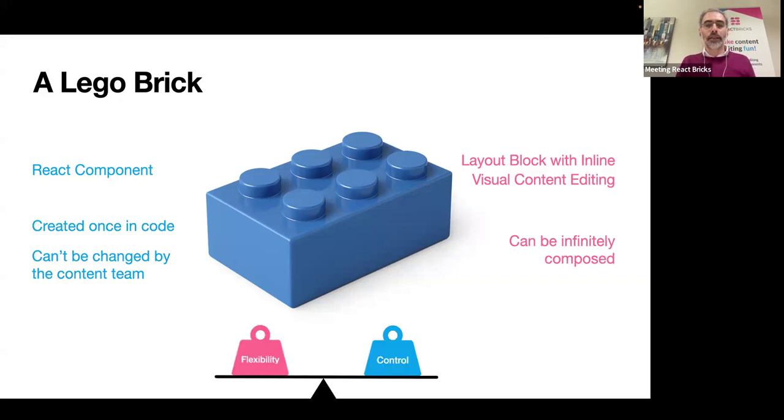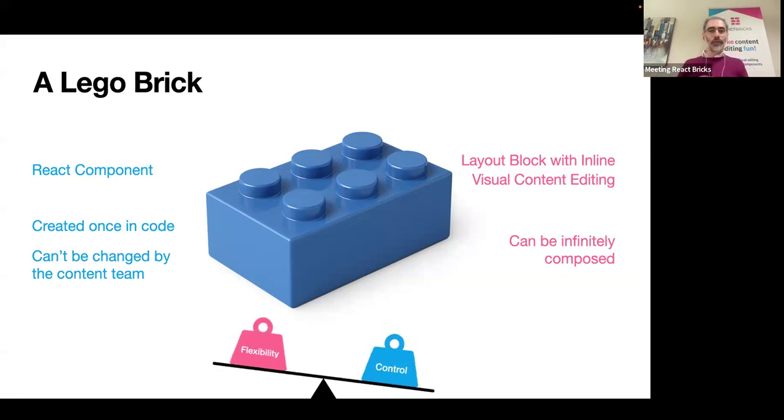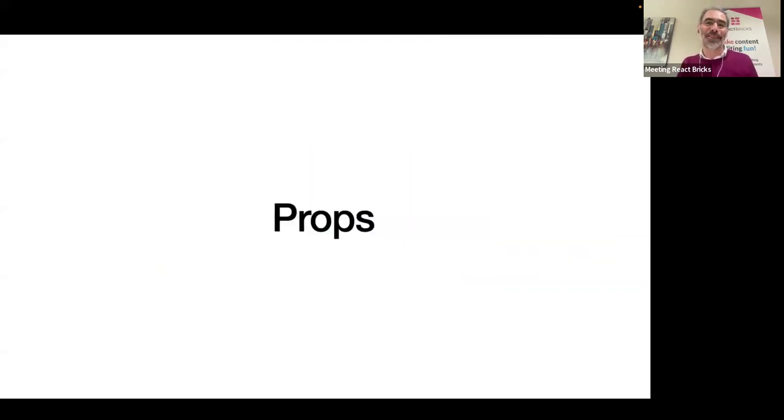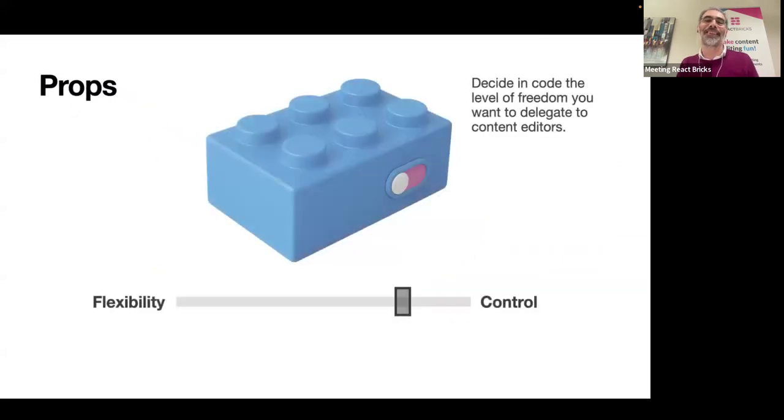So seen in this way, it seems that it's more toward control than flexibility. But the great thing is that a React component is better than a Lego brick because it has props, so configurable properties that we can enable on this brick. It's like having a Lego brick with a small switch, so that you can define in code the level of freedom that you want to delegate to content editors.